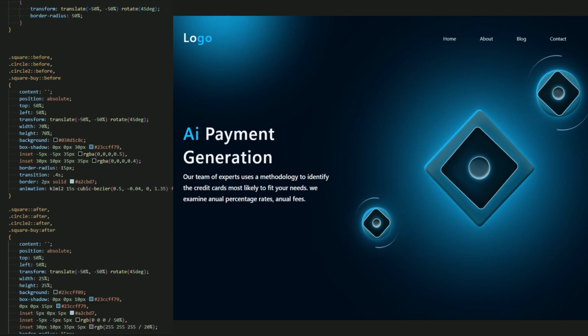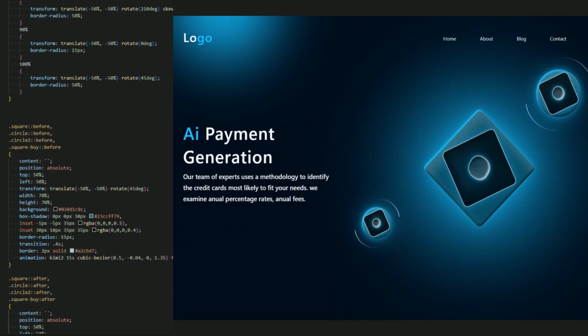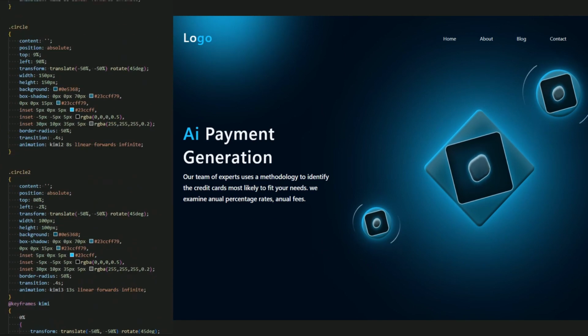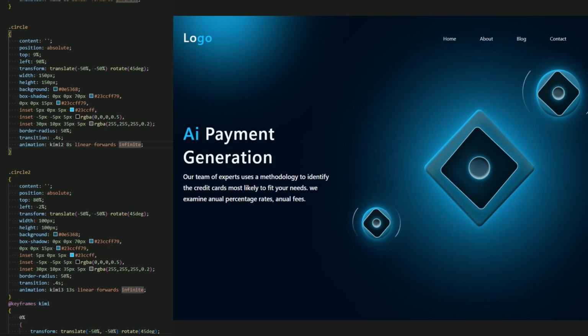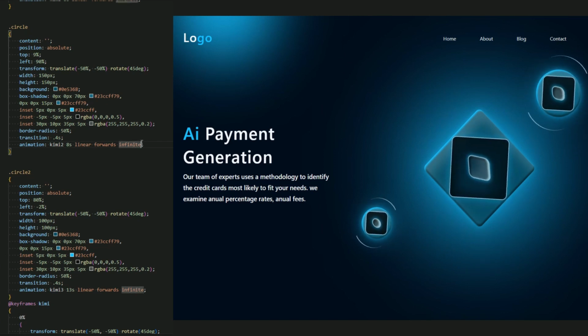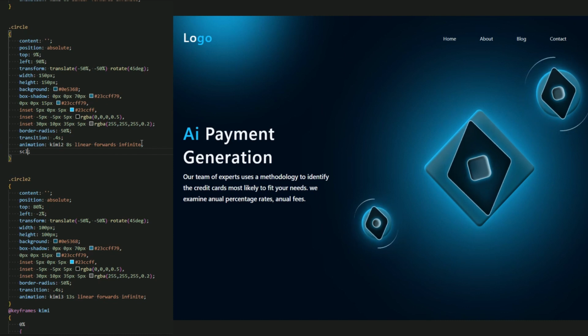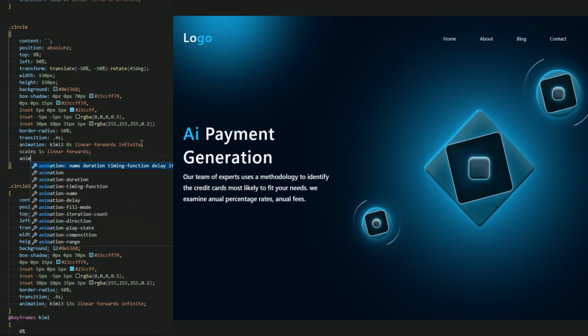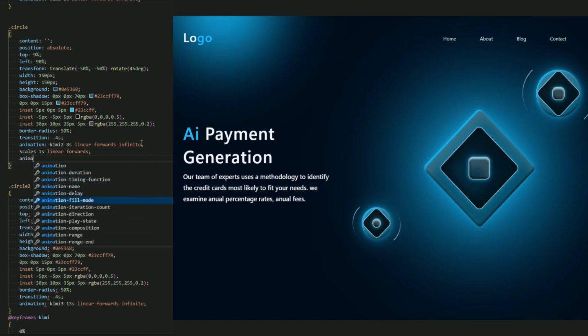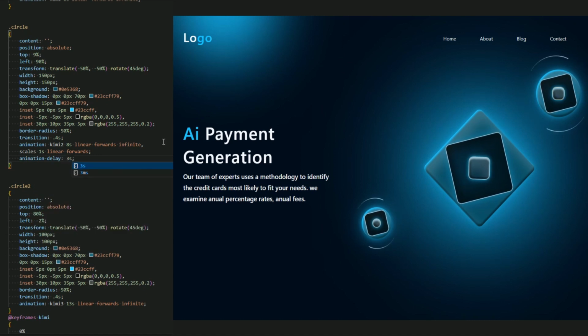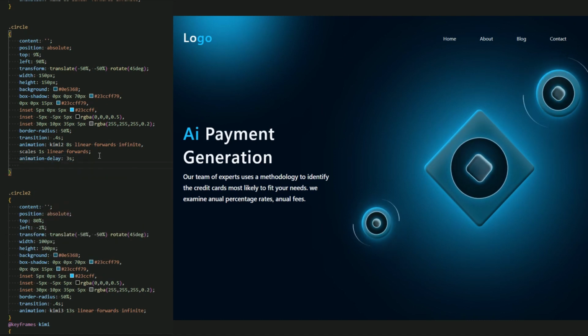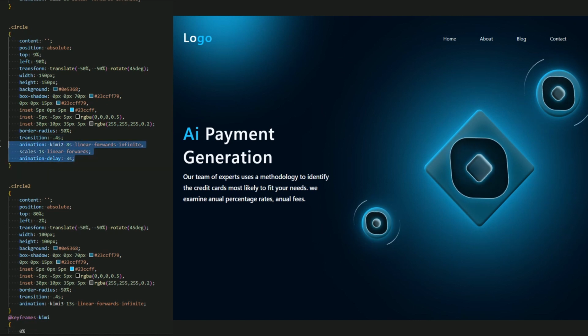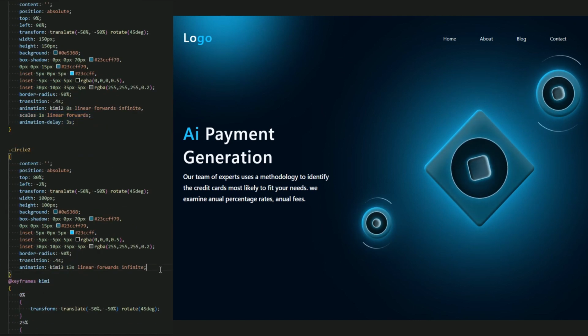Okay, let me add a scale animation. So let me just go back to the circle of this style, and let me add a scale for this circle, and the time animation scale up, 1 second, linear forwards. Now let me add an animation delay to start the animation in 3 seconds. Okay, this is the animation delay, and let me just copy this, paste it.